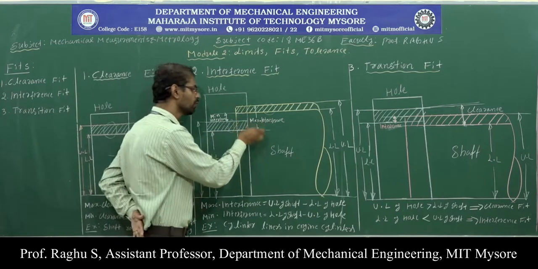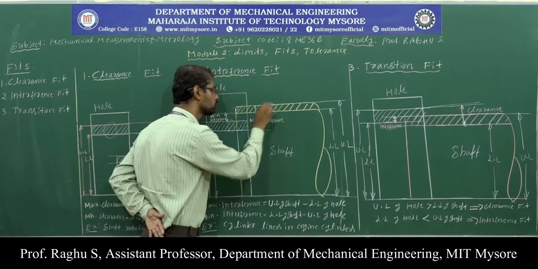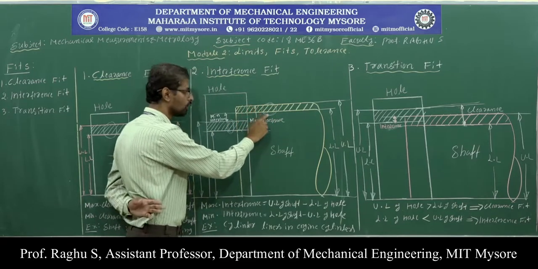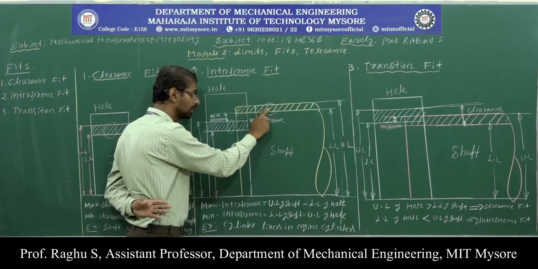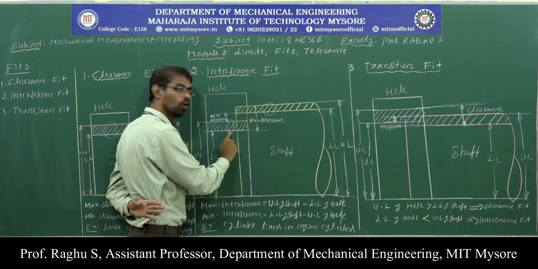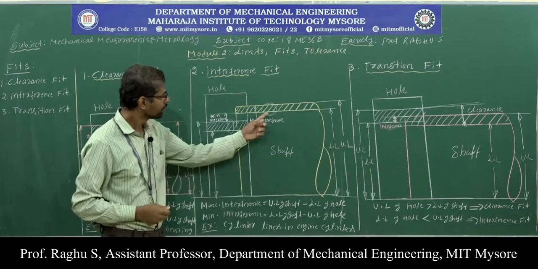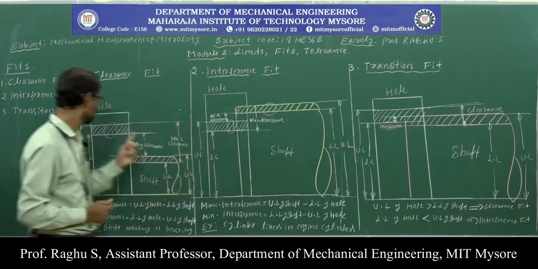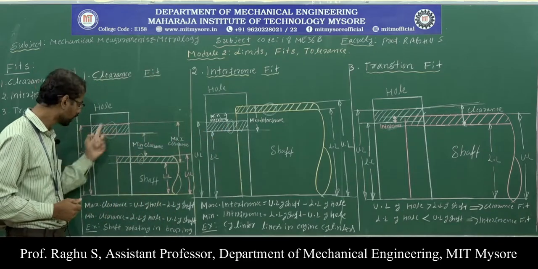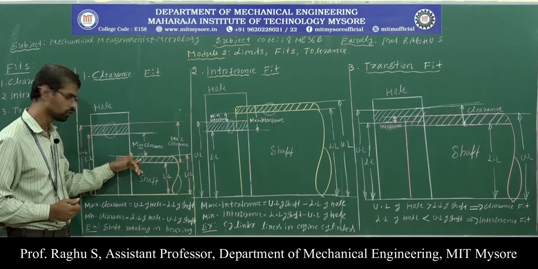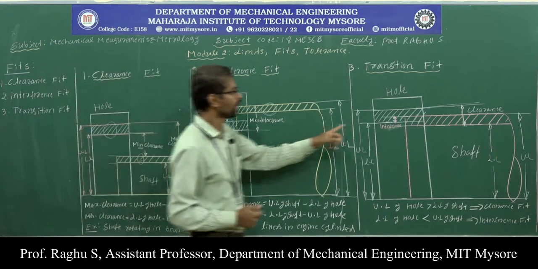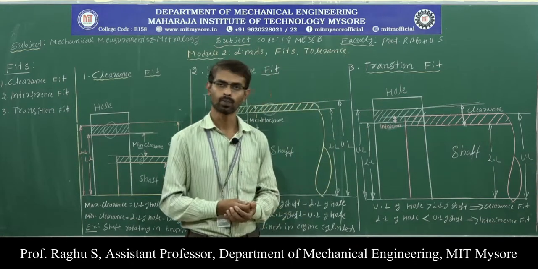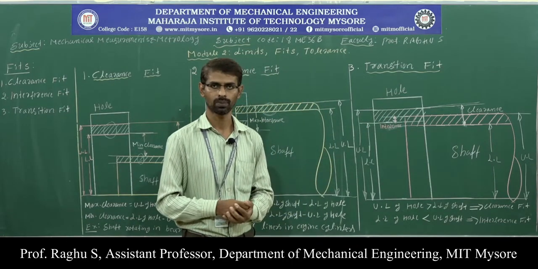Observe here, in case of interference fit, this is the shaft tolerance zone and this is the hole tolerance zone. To obtain interference fit, the shaft tolerance zone must be greater than the hole tolerance zone. In case of clearance fit, the hole tolerance zone is higher than the shaft tolerance zone. But in case of transition fit, both hole tolerance and shaft tolerance zones overlap, partially or completely.